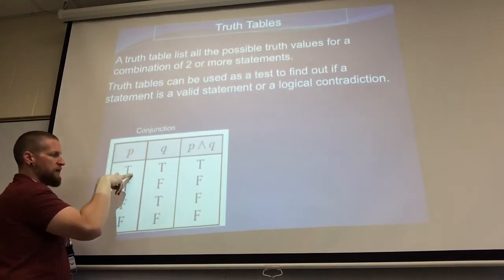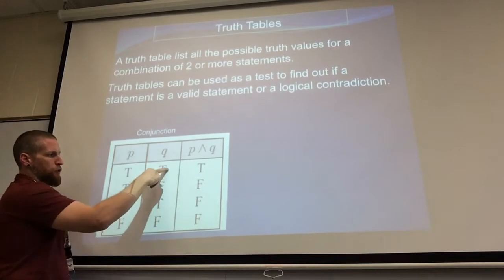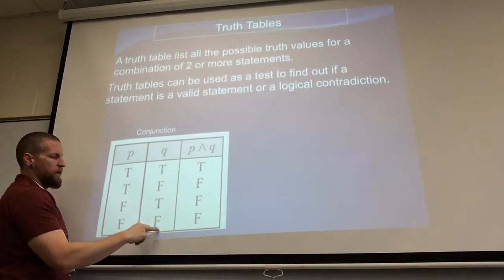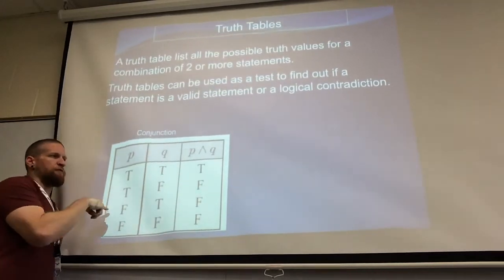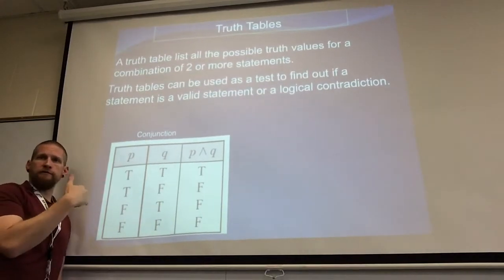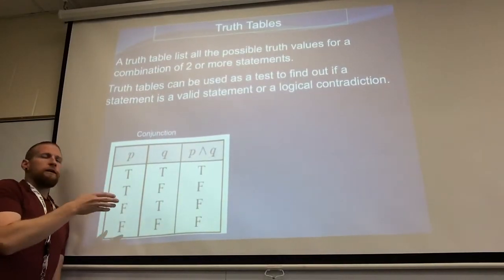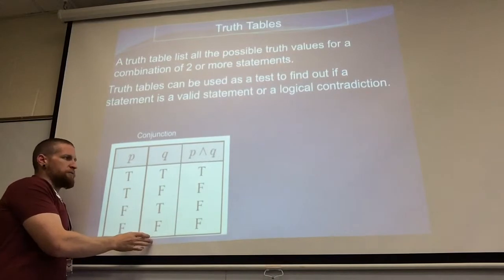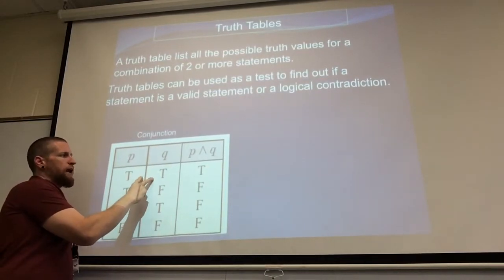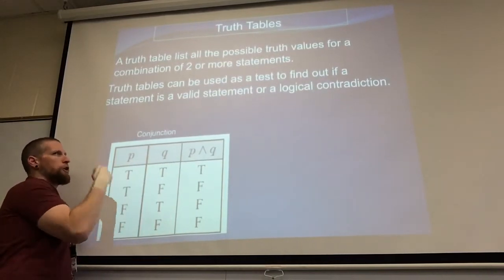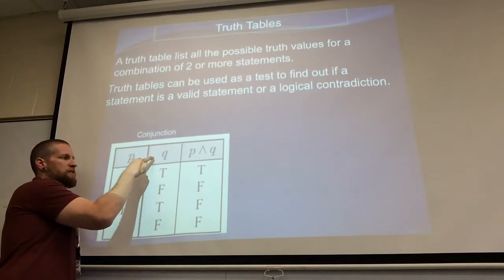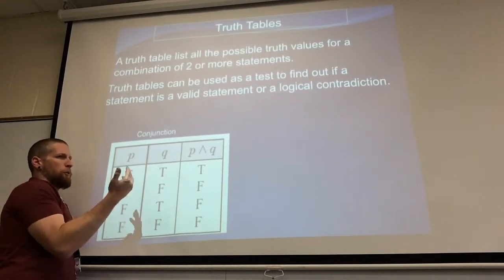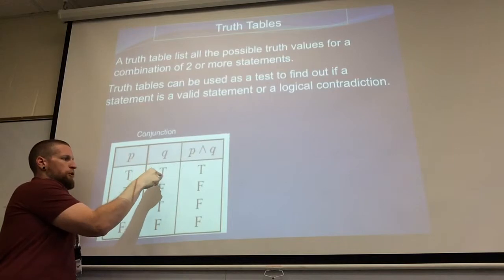This column for P is always set up this way. Q will always be set up this way. The T's just stand for theoretical, like true, and the F's stand for false. What these two columns do is they give you every combination of what could possibly happen between these two statements. Like I could form a statement where this is true and that's true.